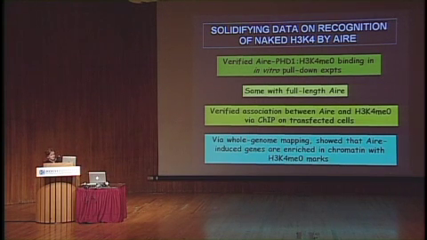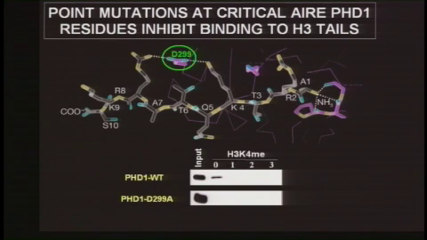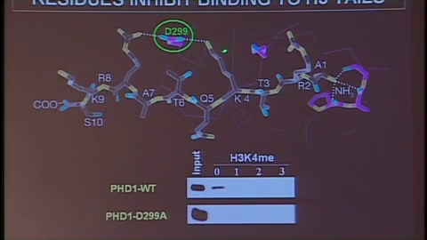So again, I don't have time to show you any of this, but what I did want to do was show you what I call the bottom line experiment. So what we did here was take the NMR structure of this PHD domain of AIRE, model it together with the histone 3, unmethylated histone 3, and find this D299 residue, which we thought would be very important because it makes this bridge here. And what we could show, in fact, was that this D299A mutation abrogates the ability of AIRE to bind to H3K4 at all.